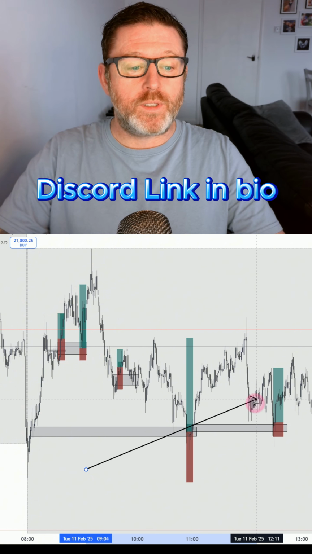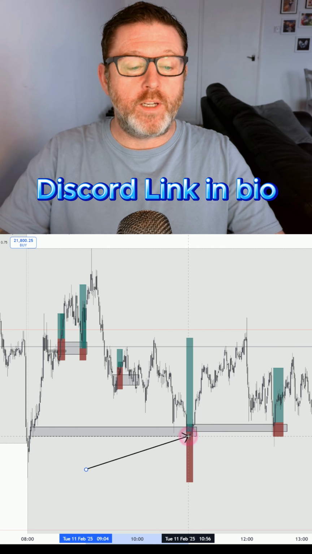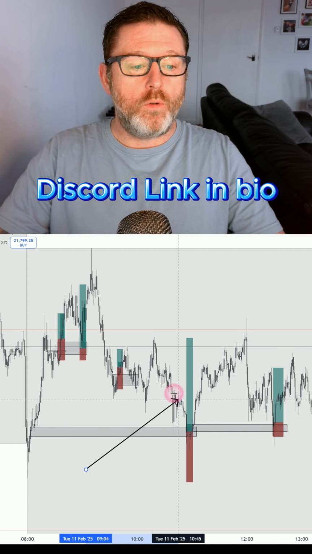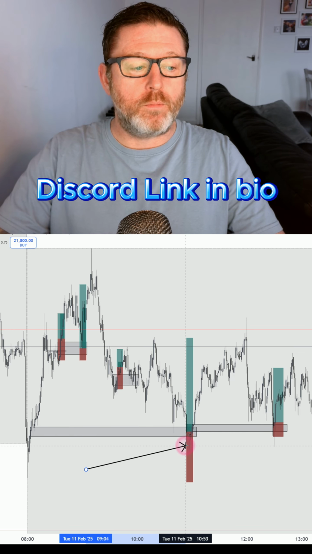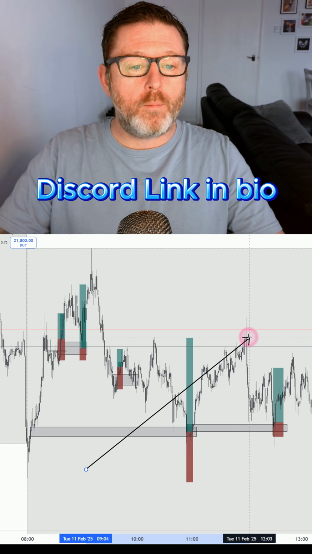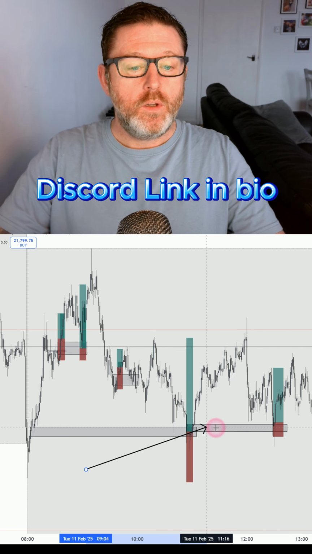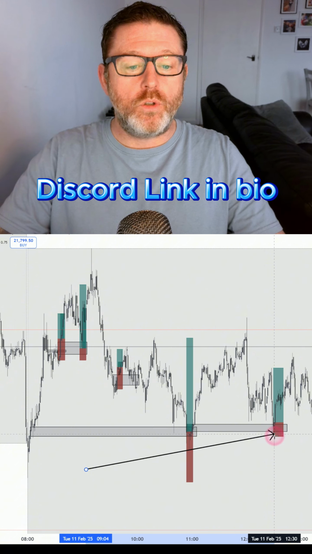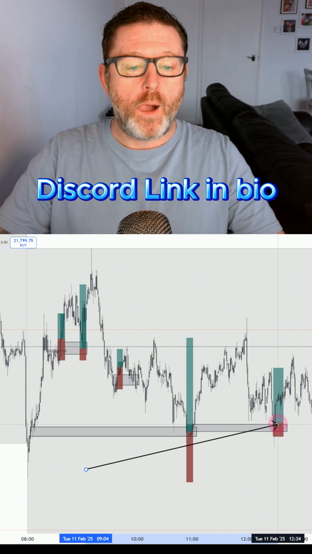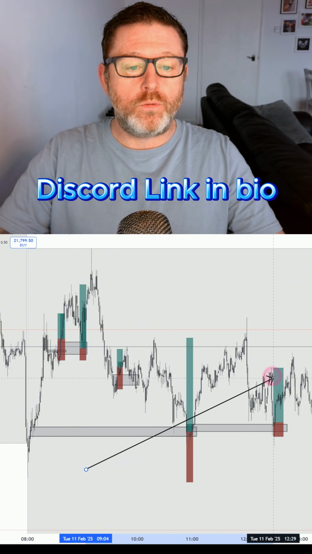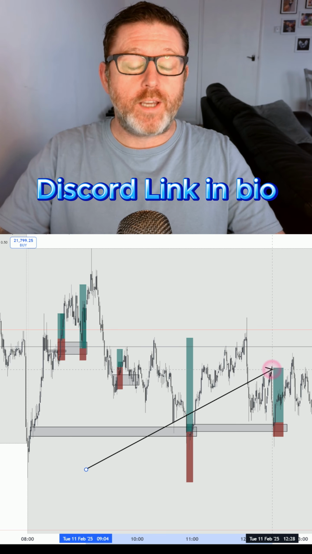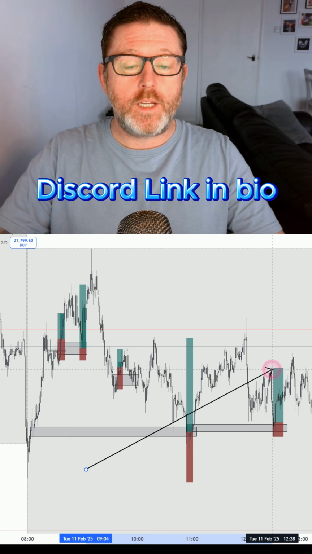This one again was the same as this, but more of an internal silver bullet. So we've come down here and we've swept some liquidity. We've come up and we've come down into an extreme fair value gap, which you can just see here. Got in on the close of a candle. There was like a big hammer candle there. Got in on the close of that candle, targeting first area of liquidity. That's tapped into our TP.